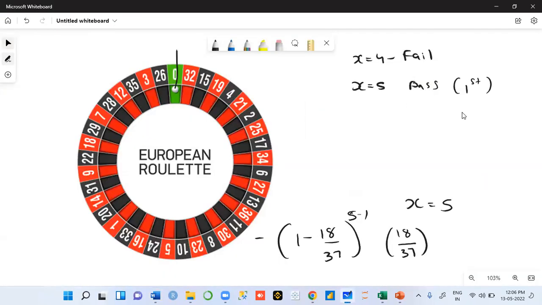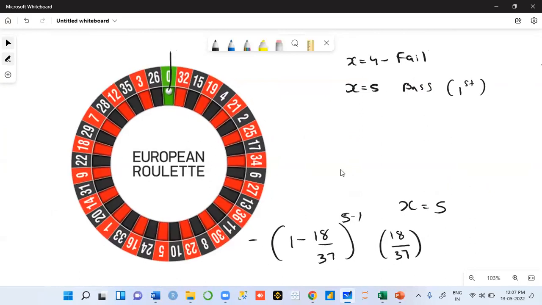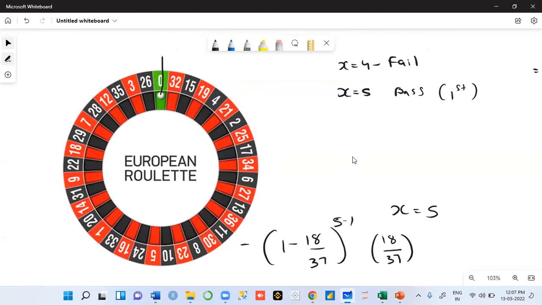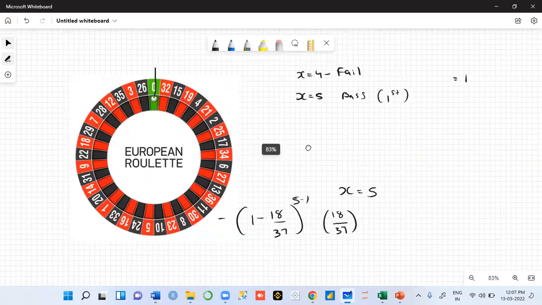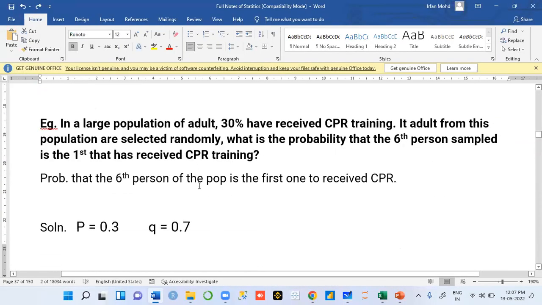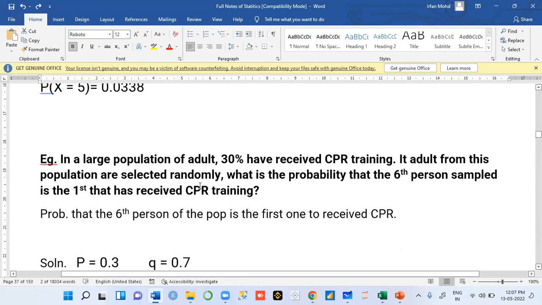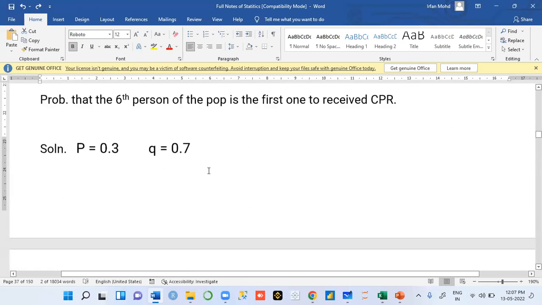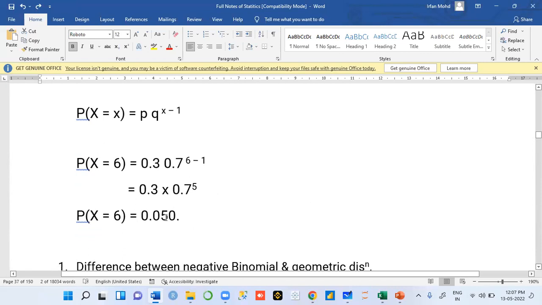So you pass 1 time and you have done X equals 5. Means you have done 5 trials. 5 times you throw a ball. After throwing 5 times, on the fifth time you succeed. Got the point? Should I repeat? No, sir. I got it. Solve the second also the same way. Second answer is how much? 0.05.